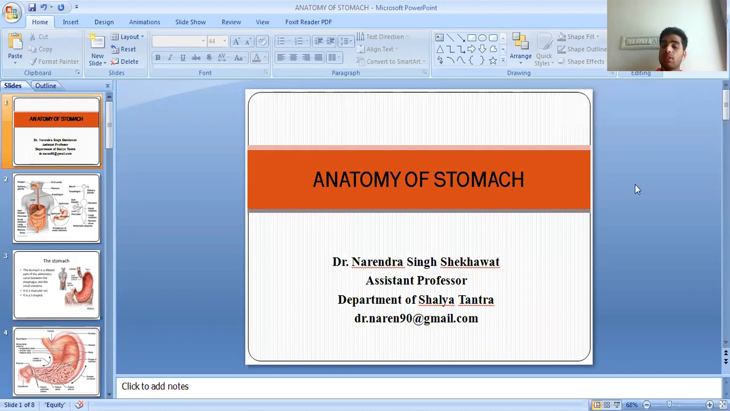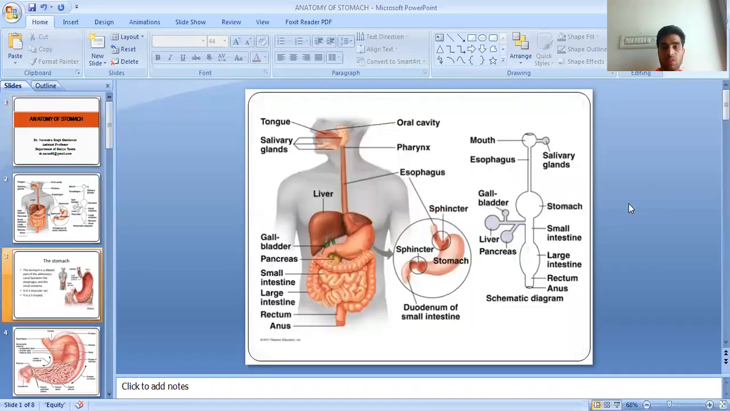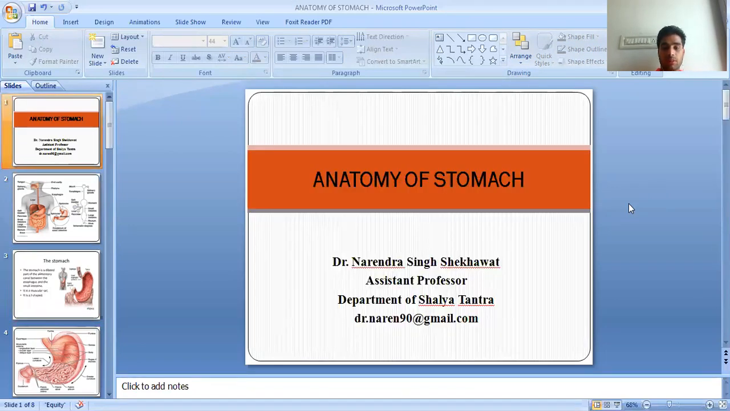In previous classes, we discussed disorders of the esophagus. Now, in sequence, we discuss today disorders of the stomach. Before that, we discuss the anatomy of the stomach so that you can understand easily what the anatomy of the stomach is.